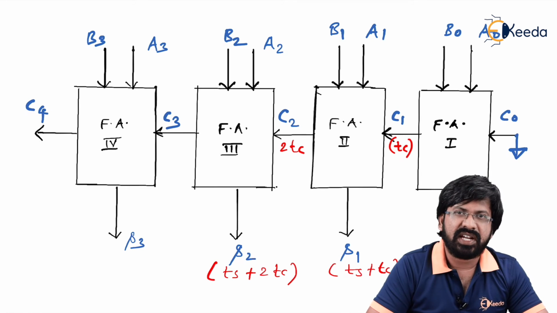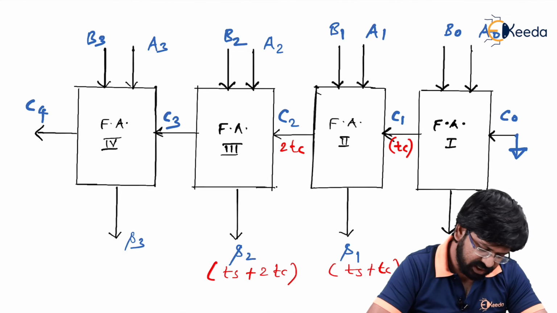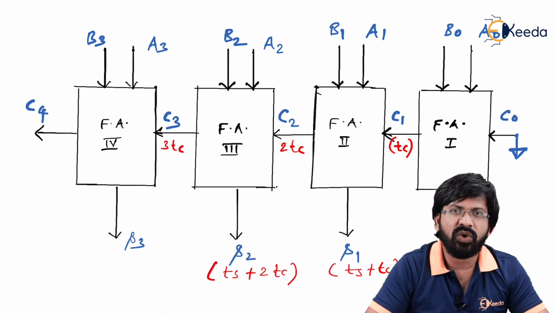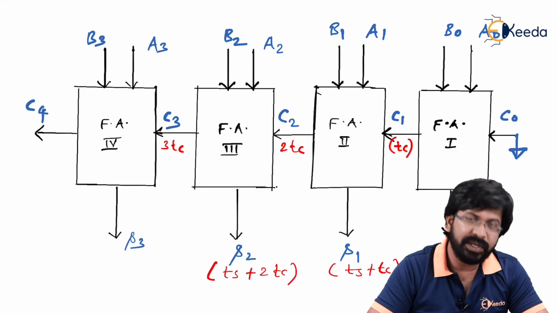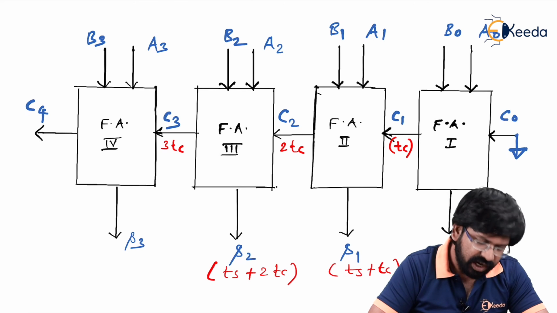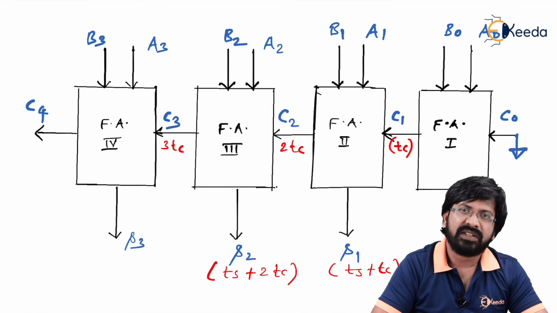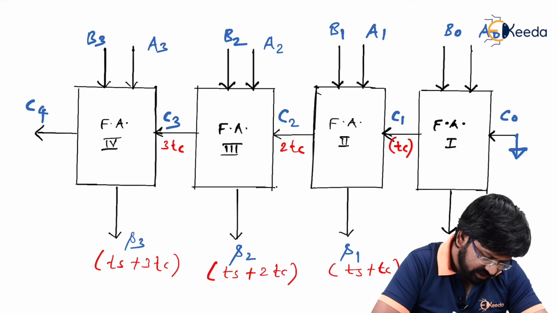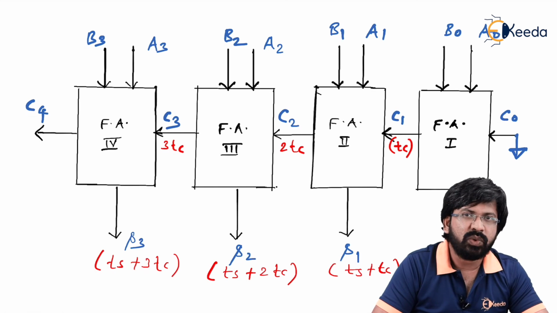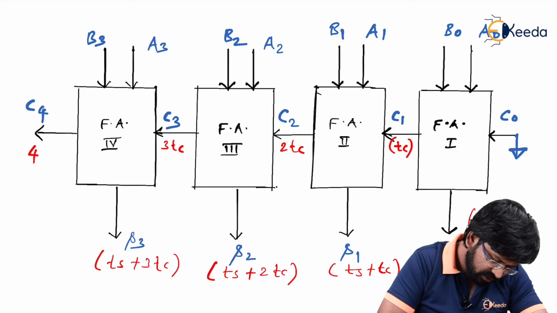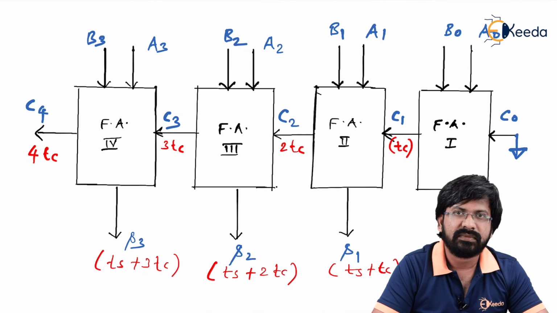Similarly, since C1 has taken time as Tc, C2 is taking twice of Tc. Similarly, C3 will take 3 times of Tc, because Tc is its own time period to generate itself after applying A2, B2 and C2, but C2 only comes after twice of Tc, right? Thereafter, A3, B3 are applied at 0 time, but C3 has come after 3 Tc time. Therefore, to generate S3, we require Ts plus 3 Tc. And what about C4? It is like that only. C1 takes Tc, C2 takes twice of Tc, C3 takes 3 Tc, then C4 will take, of course, 4 times Tc. Am I right?